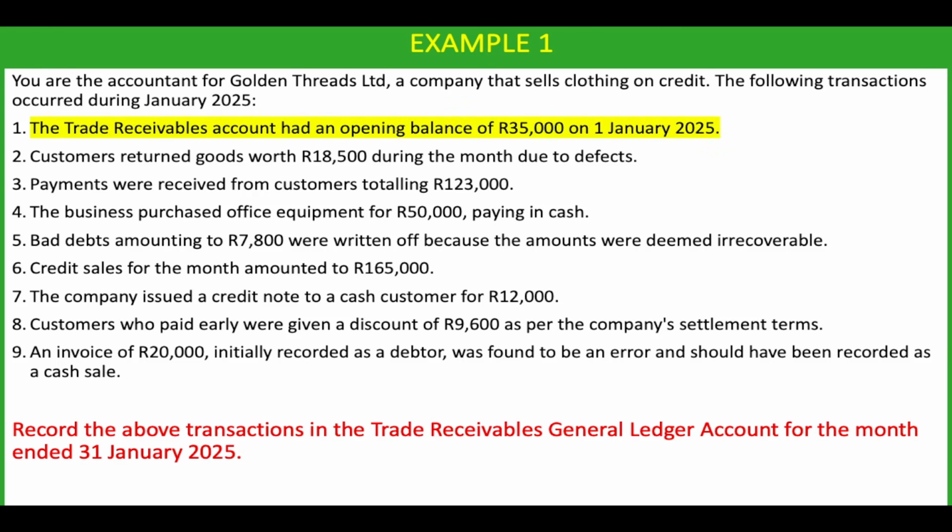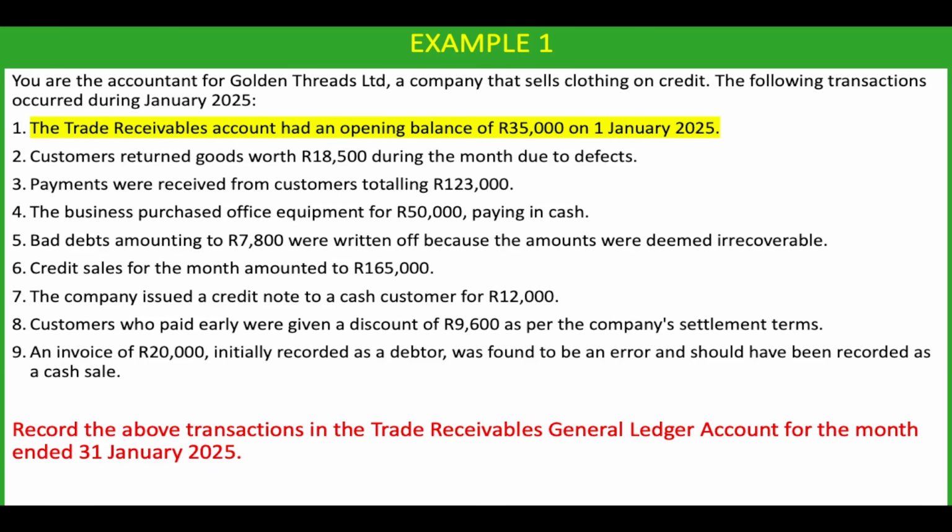You want to get into the habit of highlighting what you have done or ticking it off or scratching it off, whatever you need to do. That just shows us what we have taken into account and what we still need to take into account. Okay, let's look at number 2. Customers returned goods worth 18,500 Rand during the month due to defects.